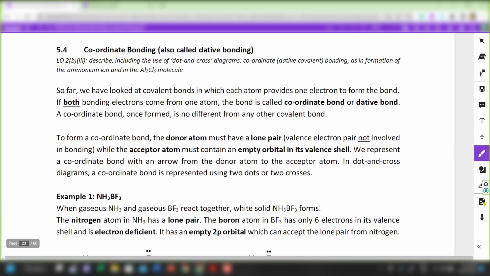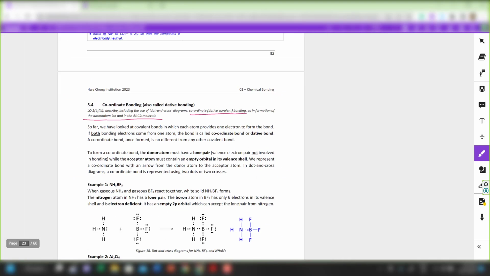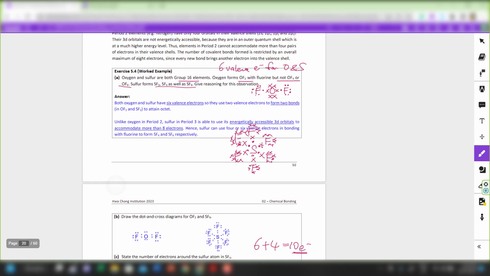Okay, so for 5.4, we have coordinate bonding, otherwise known as dative covalent bond. This actually satisfies one of the learning objectives, which the students are required to describe, including the use of dot and cross diagrams, what exactly is coordinate bonding, as in the formation of ammonium and Al2Cl6. So 2 examples you definitely need to know: ammonium and Al2Cl6. Al2Cl6, if you remember, is actually a dimer form of AlCl3. Okay, yeah, so I think earlier on I have sort of described to you what is coordinate bonding.